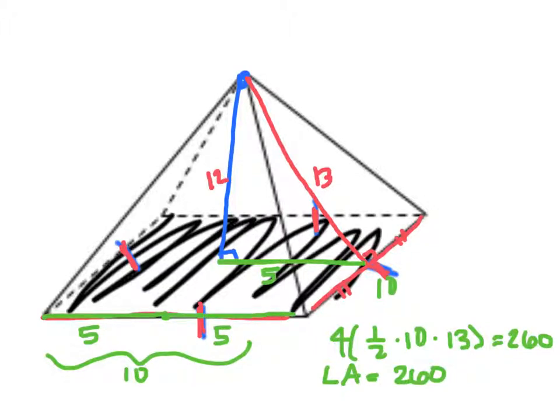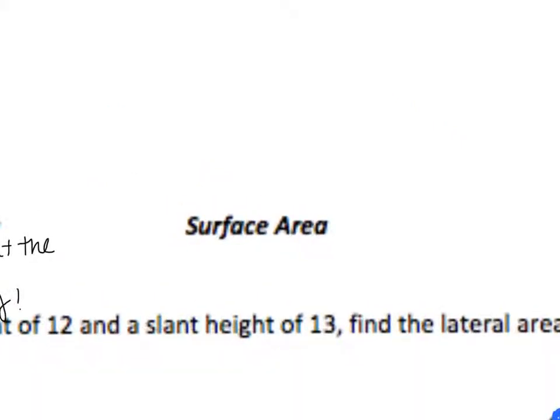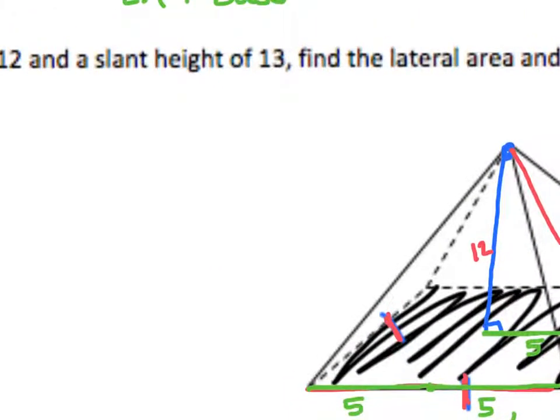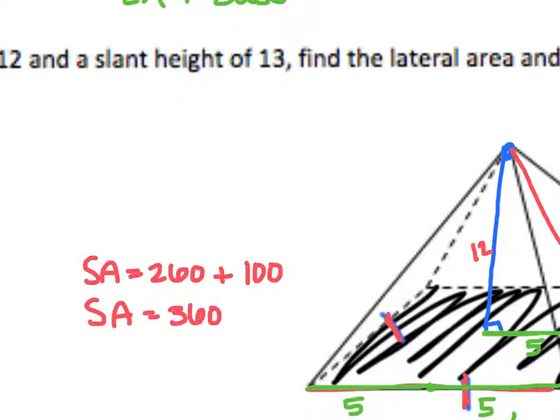All right, lateral area is done. Let's go back up to surface area. Surface area is your lateral area plus the base. My lateral area, like I said, was 260, and I'm going to add the area of the base. So the length times the width of the base, it was a square, so it's going to be 10 times 10, or 100. So my surface area is going to be 360.